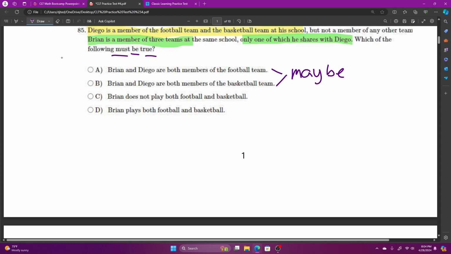The next one says Brian does not play both football and basketball, which is correct. That must be true. He can only play football or basketball. And D says Brian plays both football and basketball, and that's a no-no. That is definitely not true.